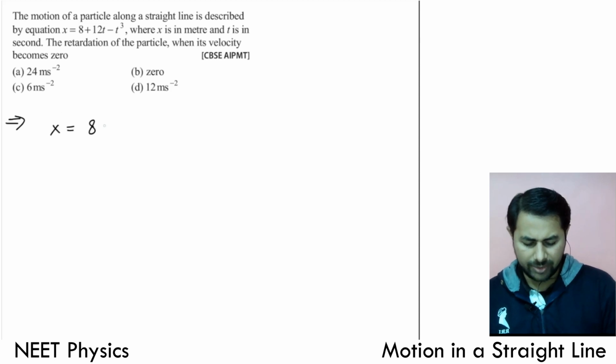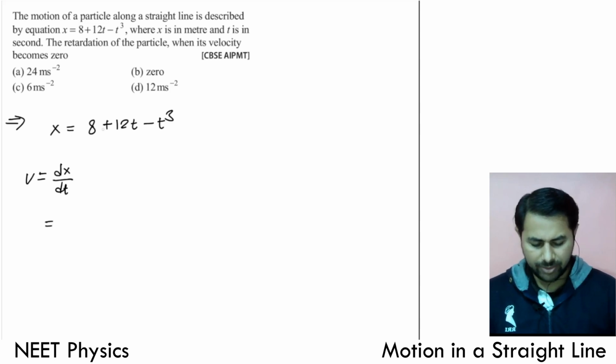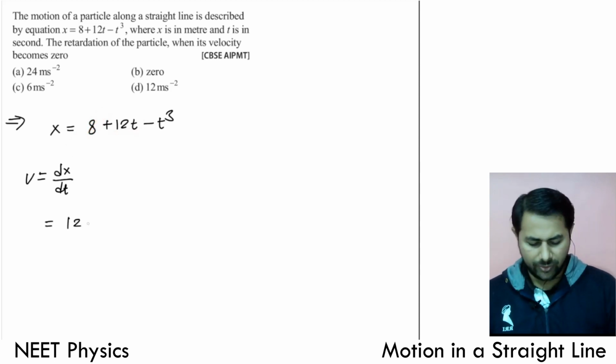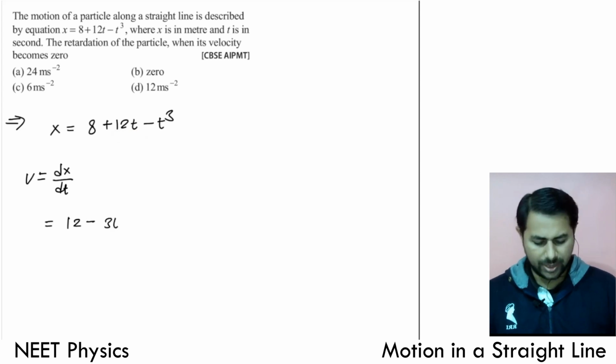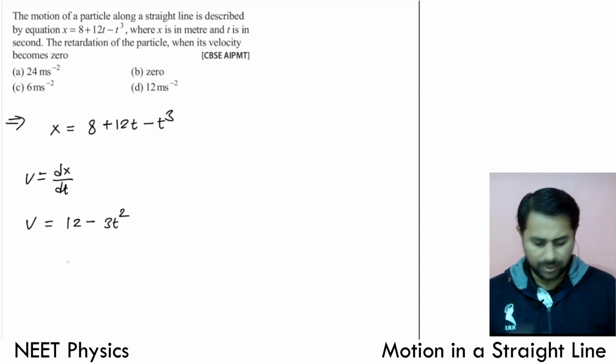So we have x equal to 8 plus 12t minus t cube. Then take dx by dt. V is equal to dx by dt, and that is equal to what? Take the derivative of this thing. Derivative of 8 is 0. Derivative of 12t is 12, minus derivative of t cube is 3t square, and you want it to be equal to 0. So first of all, you got the equation for v, and v equal to 0 means 12 minus 3t square is equal to 0.